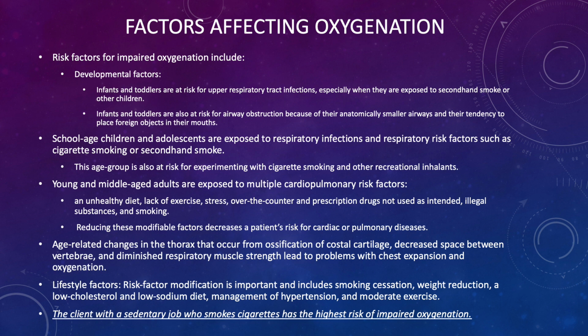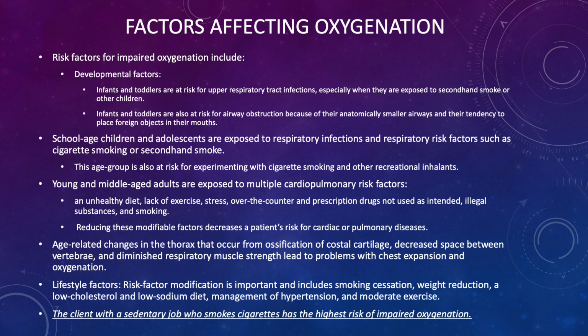Now, age-related changes to the thorax from ossification, decreased space in between the vertebrae, is also going to affect that. Respiratory muscle strength, things of that nature. A lot of people have degenerative diseases in utero, like multiple sclerosis, what's another one? Cystic fibrosis, things of that nature.